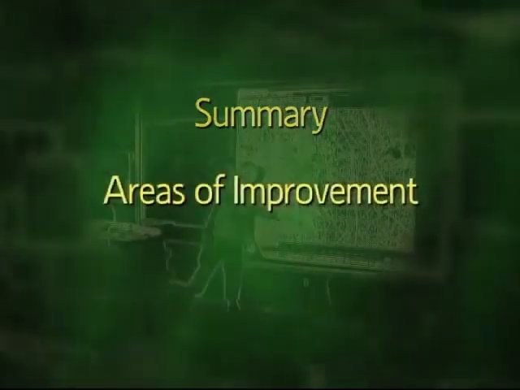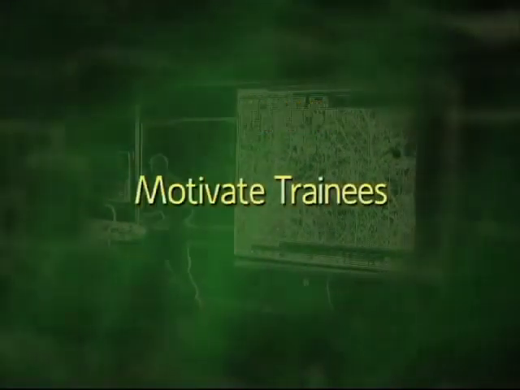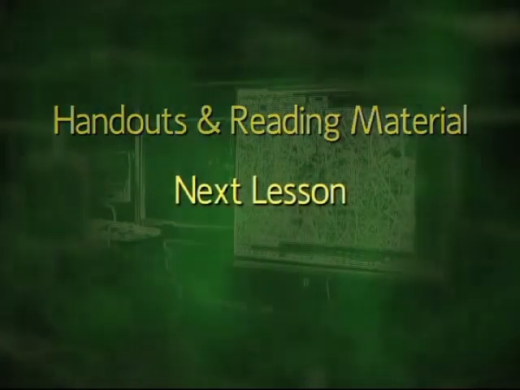The conclusion of the lesson summarizes the main points. Also, the instructor identifies the areas that require further study or improvement based on the test results and his or her observation of the class as a whole. The instructor then repeats the why statement from the introduction to remotivate the trainees. Finally, the instructor distributes any handouts or reading materials pertaining to the lesson and gives clear details as to the time, location, and subject of the next class the students will be attending.